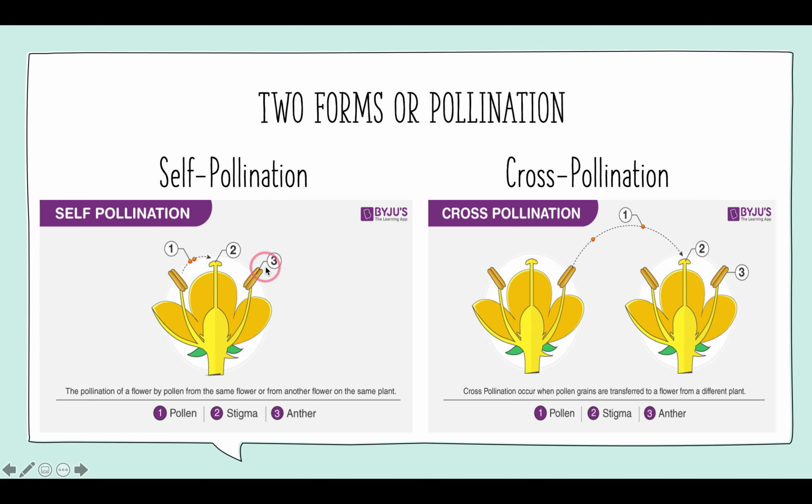So let me repeat that again. Self-pollination occurs when the pollen from the anther is deposited on the stigma of the same flower or another flower on the same plant. Cross-pollination is the transfer of pollen from the anther of one flower to the stigma of another flower on a different individual of the same species.